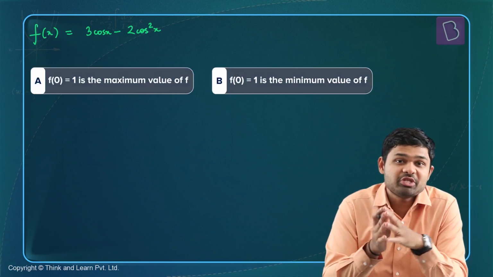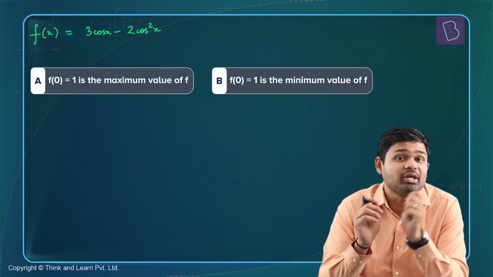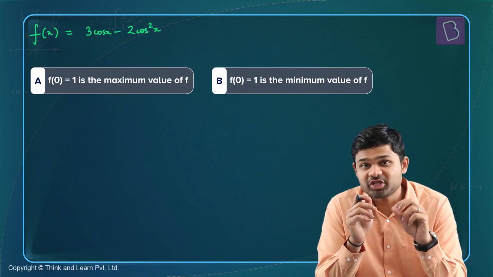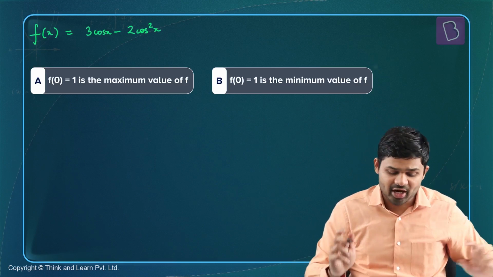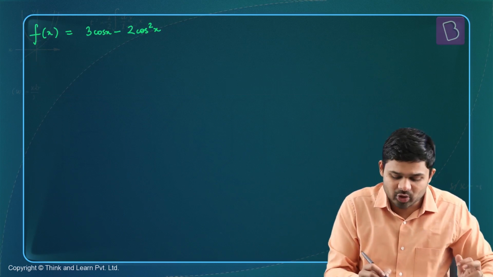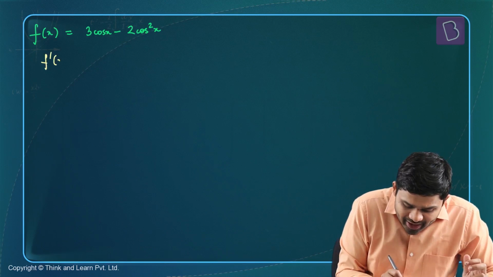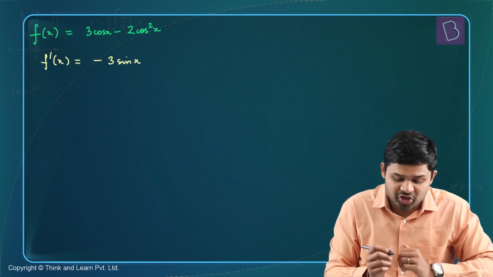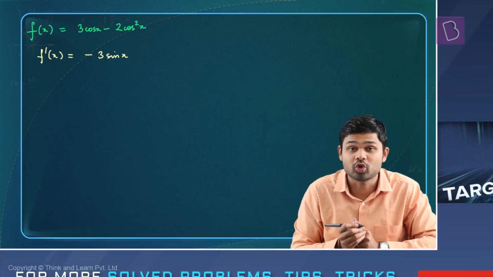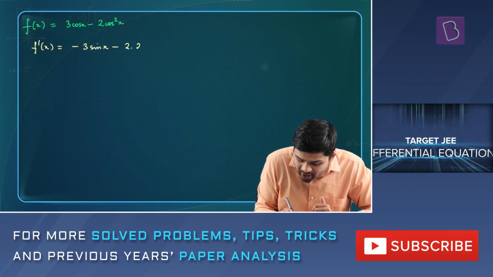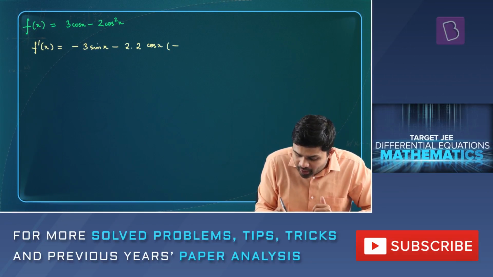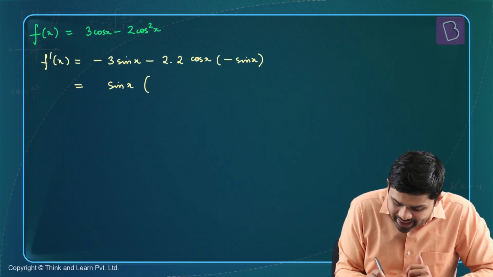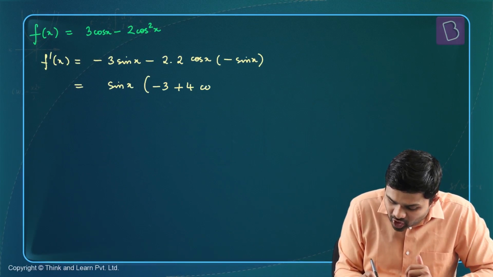So let's look at the first 2 options, which tell something about f of 0 equal to 1, whether f of 0 equal to 1 is the minimum value of the function or the maximum value of the function is what we are interested in finding out. So maxima, minima. We know f of x, so let's find out what f dash of x is. You get f dash of x to be equal to negative 3 sine x. Then you have to differentiate this particular expression, which is minus 2 cos square x. So that's going to be minus of 2 into 2 cos x into minus sine x. If I take out the sine x common, what I get is negative 3 plus 4 cos x.